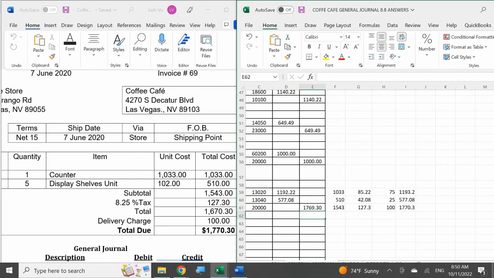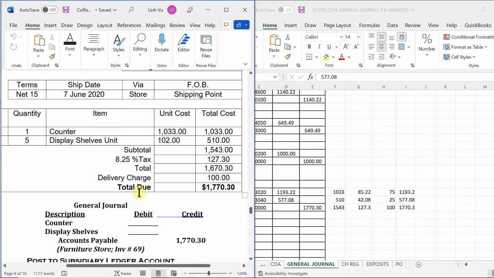Ooh, I'm off. Oh, my bad. I typed it in wrong. $1,193.22. There you go, $1,770.30, which is exactly what is written on your bill. Okay? All right.